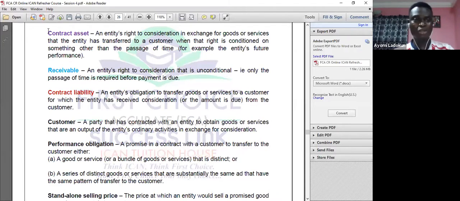All right, so let's take a look at contract assets. Now, this is the entity's right to consideration in exchange for goods or services that the entity has transferred to a customer.